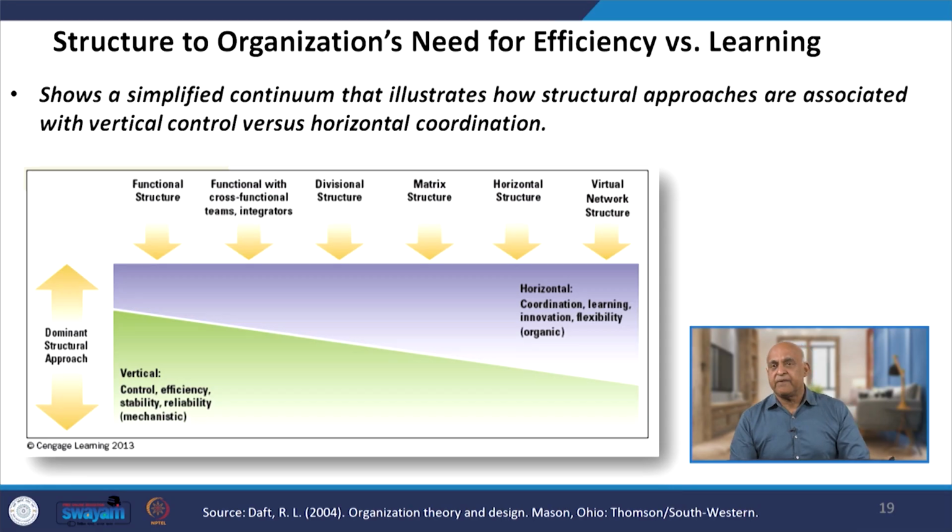Structures relate to organizations' need for efficiency versus learning. It shows a simplified continuum that allows the structural approaches to be associated with vertical control versus horizontal coordination. So, the government will be taking care of this type of issue in many private and public sector organizations also. The vertical is about control, efficiency, stability and reliability, while the horizontal is about coordination, learning, innovation and flexibility. Moving down this structural approach, the organization's functions with the cross functional, divisional, matrix and horizontal create an overall performance.